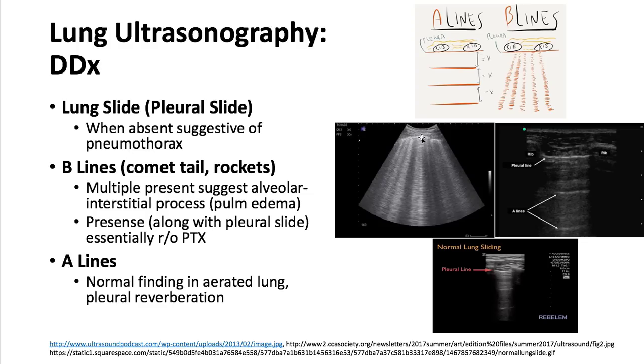And the B lines, the thing that you need to remember is that if you see those, think of some alveolar interstitial process. No lung slide, think of pneumothorax. And then A lines, these repetitive patterns at equal distance from each other, in between them, is really just a reverberation artifact from that pleural line, and that is a normal finding in normal aerated lung with normal pleural reverberation.